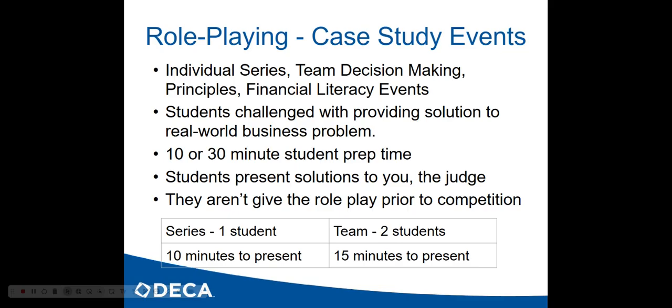You will either be meeting with a student for 10 minutes or 15 minutes. However, prior to meeting with you, they are seeing this role play for the first time. If it's an individual event, where the student is by themselves, they have 10 minutes to prep. For our team events, students have 30 minutes prep time. They will meet with you and present their ideas. Timing generally will be done by your event director, so you don't have to worry about that.